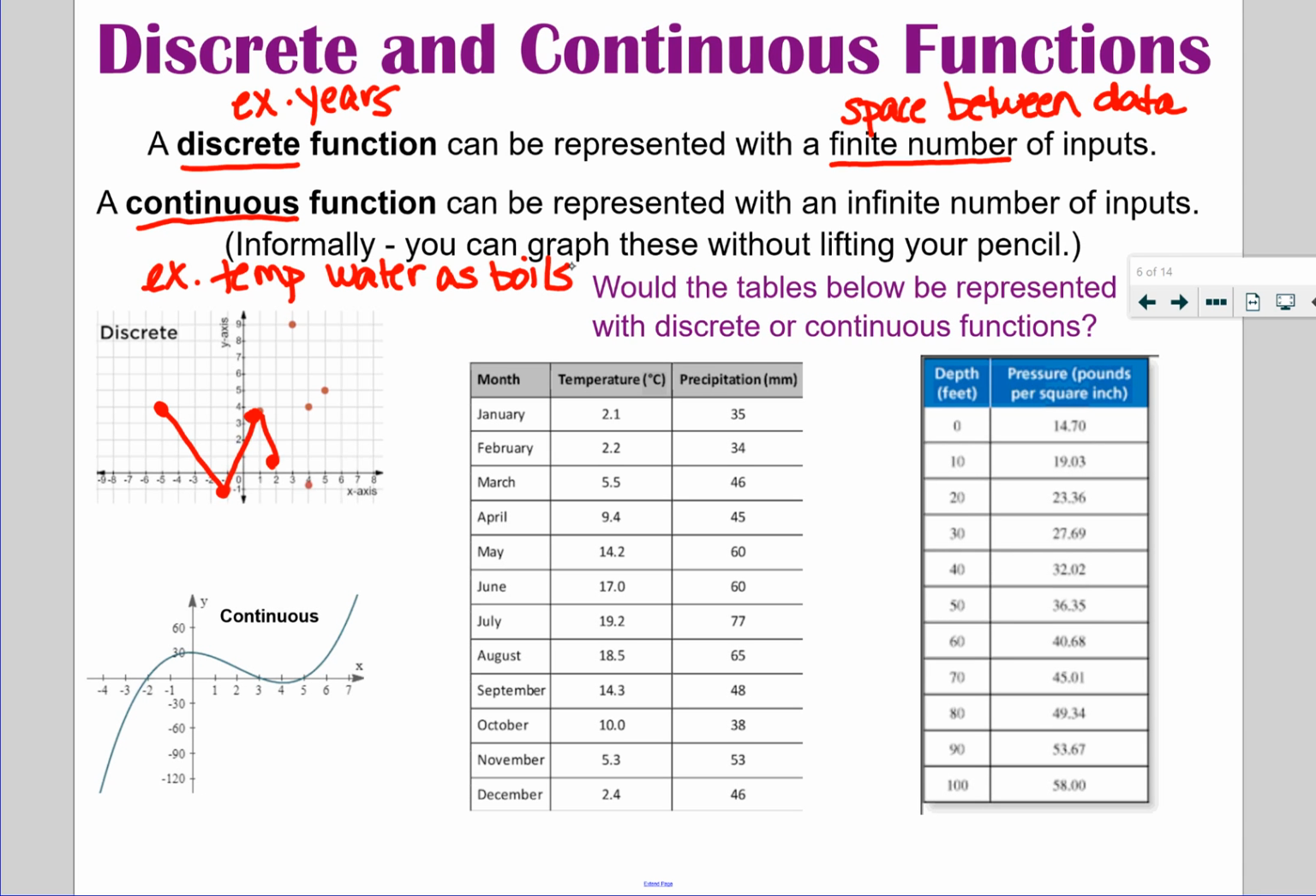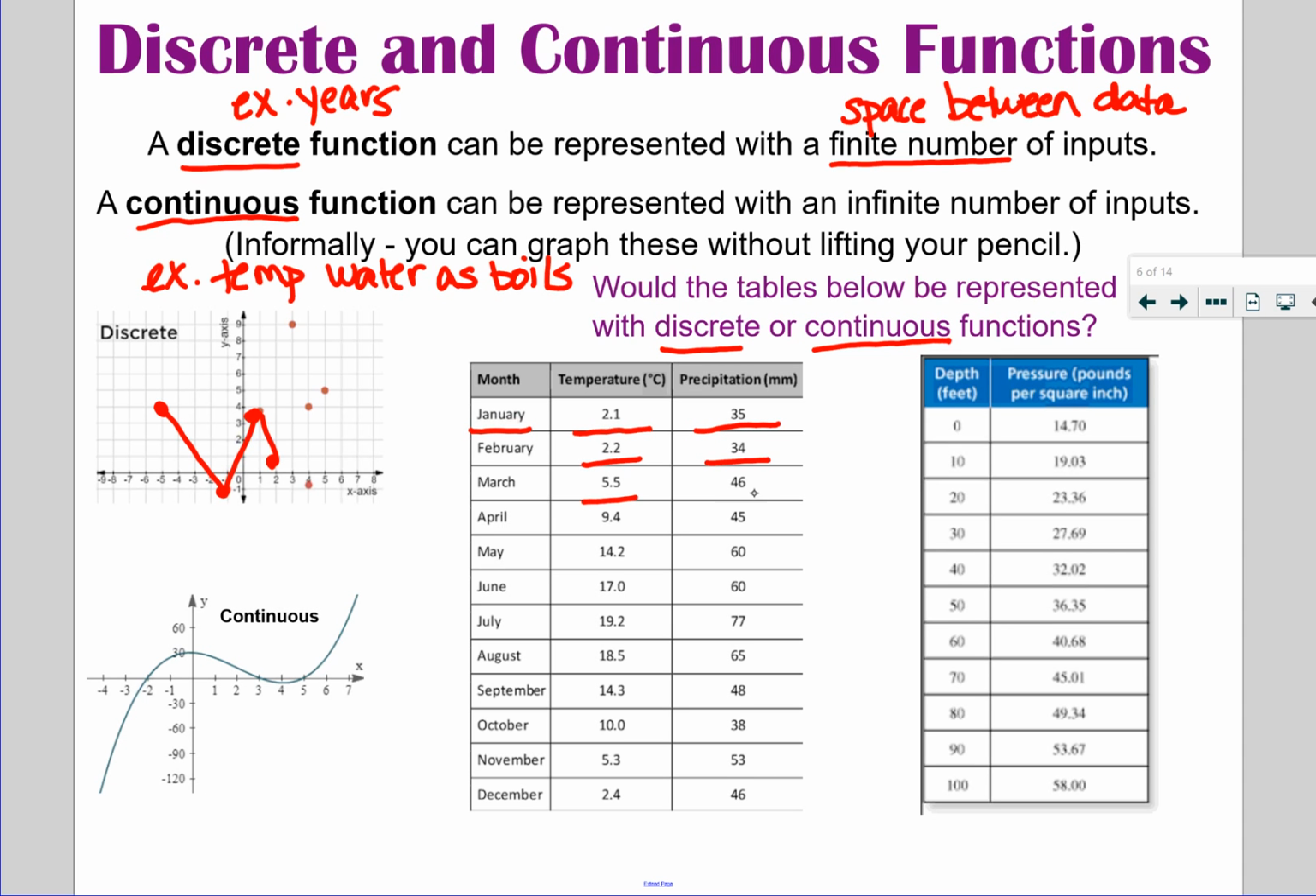So let's talk about the ones at the bottom here, these tables. We want to know, would these tables, if we graph them, be represented with either discrete or continuous functions? We want to think about, would these data values have something between them or not? So here we have months, and we have the average temperature for that month, and we have the average precipitation for that month.